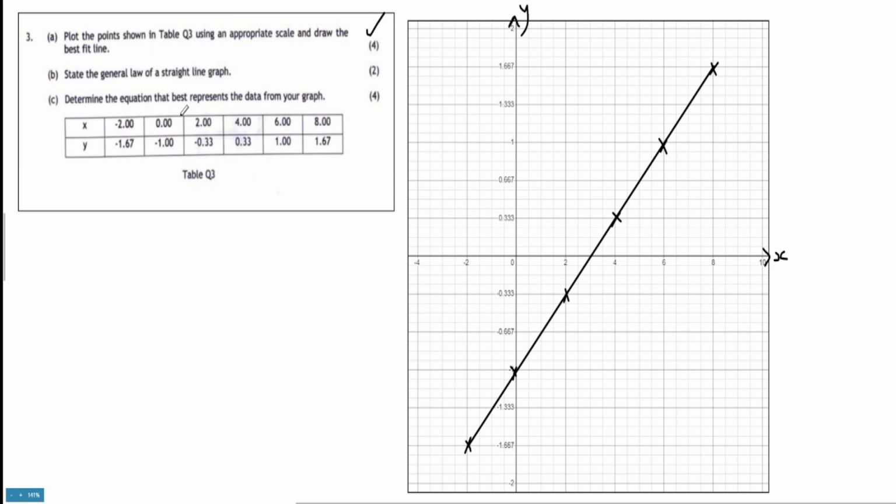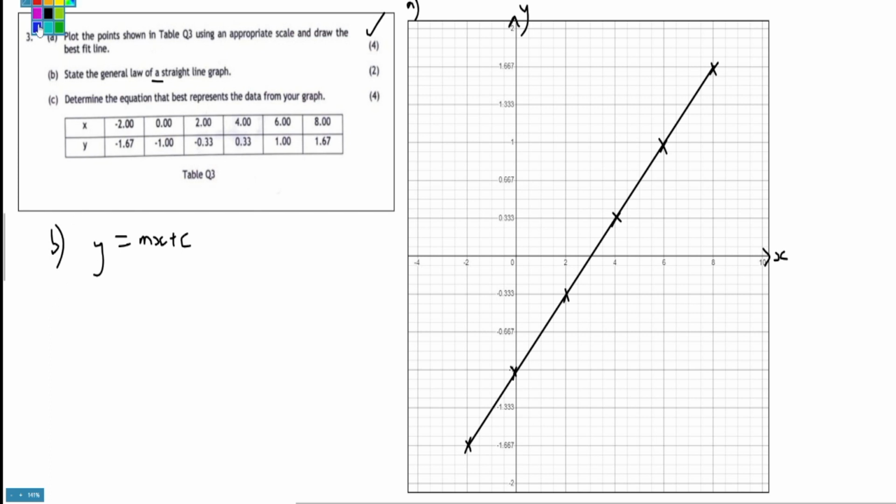State the general law of the straight line. So general law, this will be part A. Part B is y is equal to mx plus c. This is a general law of a straight line. Determine the equation that best represents the data on your graph. So I've got to determine the m and the c for this equation from the graph.